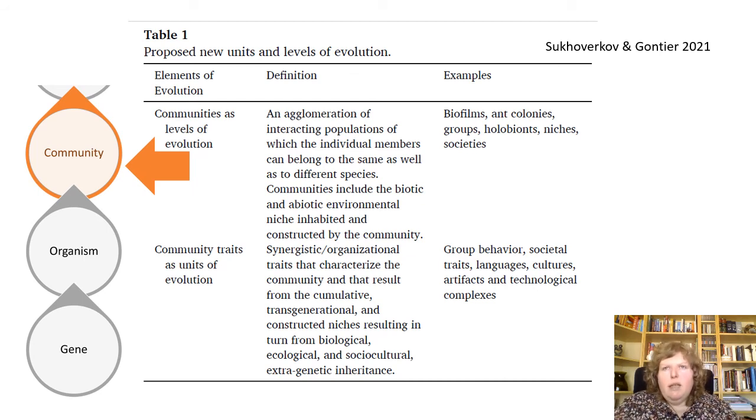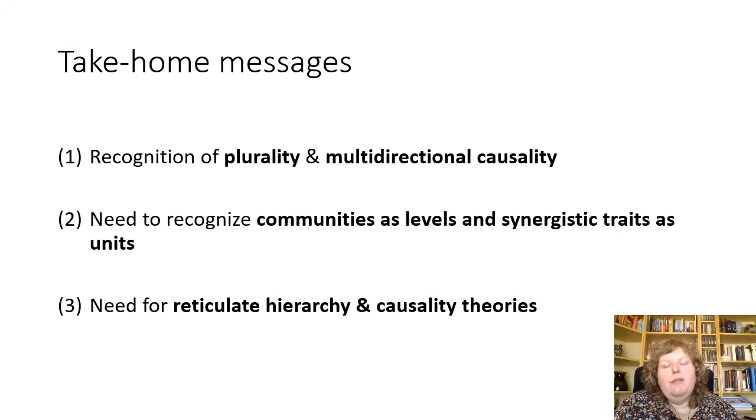And so what happens at the level of communities is that you have the evolution of community traits. And so these are units of evolution, and we define those as synergistic organizational traits that characterize the community and that result from the cumulative, transgenerational, and constructed niches resulting in turn from biological, ecological, and sociocultural extragenetic inheritance. And so that is the main message that we have. And for further details, we really recommend you if you want to look into our journal in biosystems. It's also on my academia page, and so you can just download that freely.